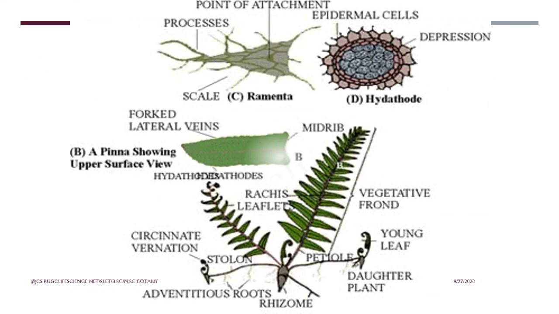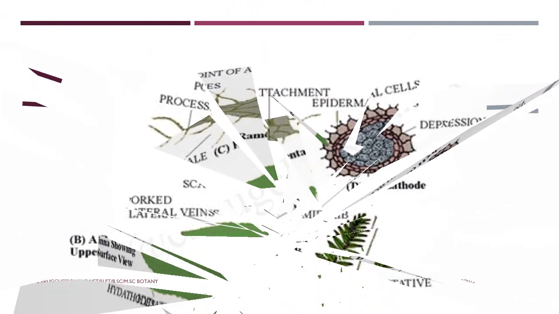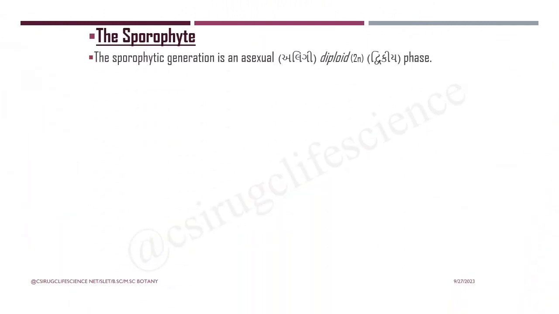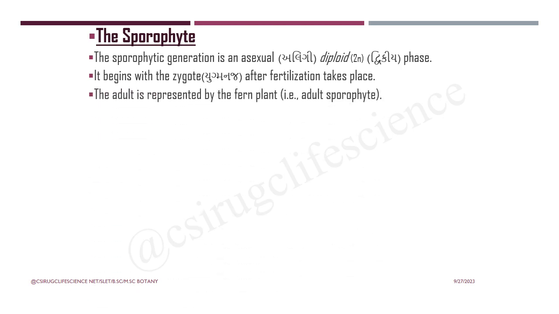This is the structure in front of you. You can see ramenta on the upper side, and ramenta, hydathode, and rhizome on the lower side. Sporophyte. The sporophytic generation is an asexual, diploid phase. It begins with the zygote after fertilization takes place. The adult is represented by the fern plant.